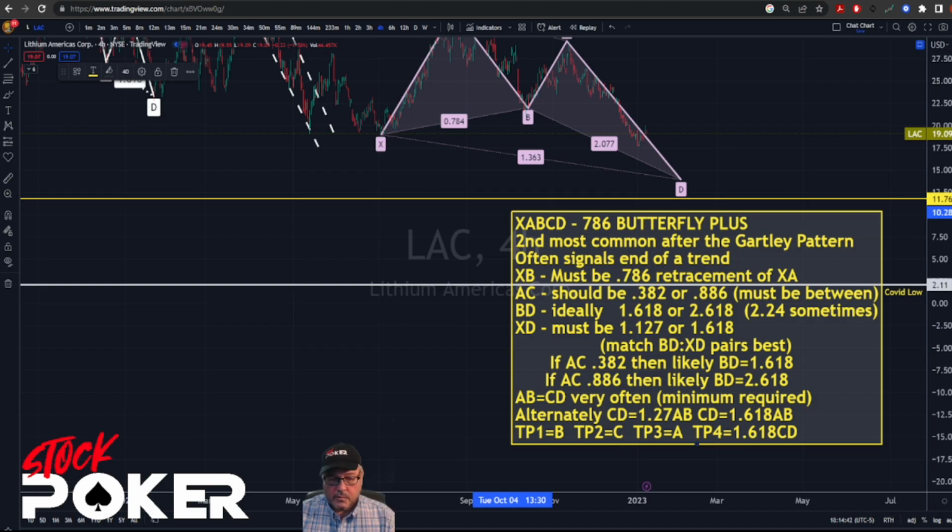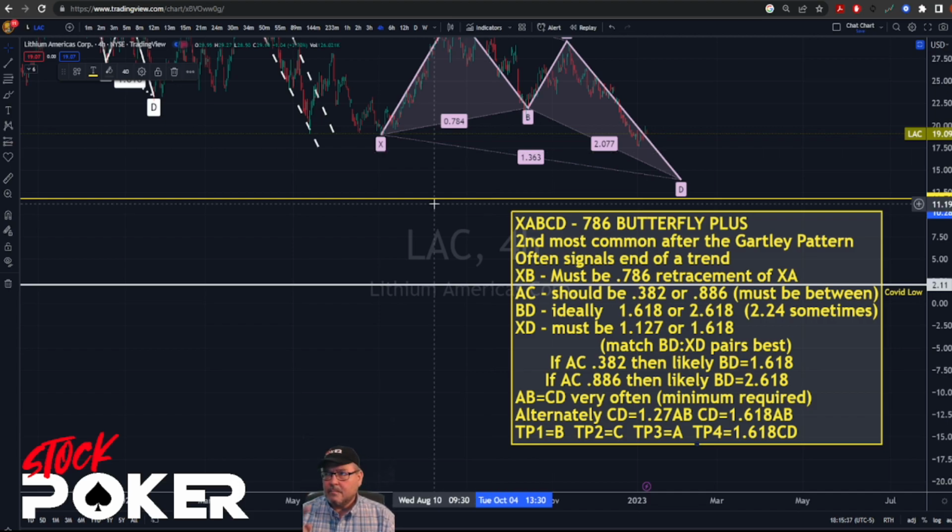So I'm going to go over real quick what these rules are, and then I'm going to show you in implementation how they work. So it's an XABCD pattern, a 4-leg 5-point reversal pattern. Whenever that first retracement of the AB leg is 786, you've got to just put in your head that we're looking for butterflies. These are the rules.